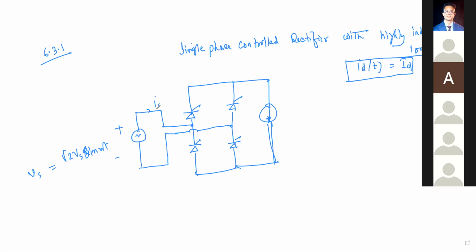Here is IS, and this is your ID constant, highly inductive load. This is your T1, this is your T2, this is your T3, and this is your T4. So we are analyzing the same circuit.